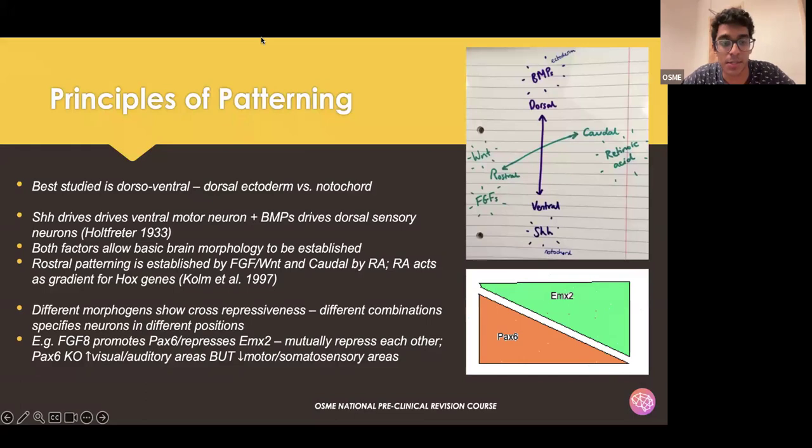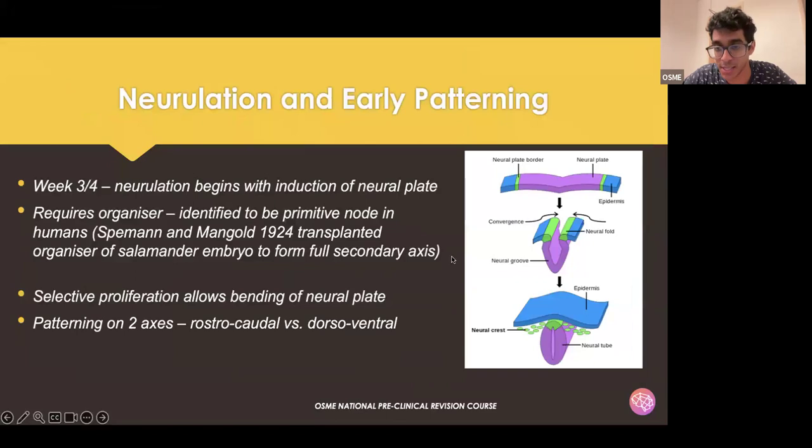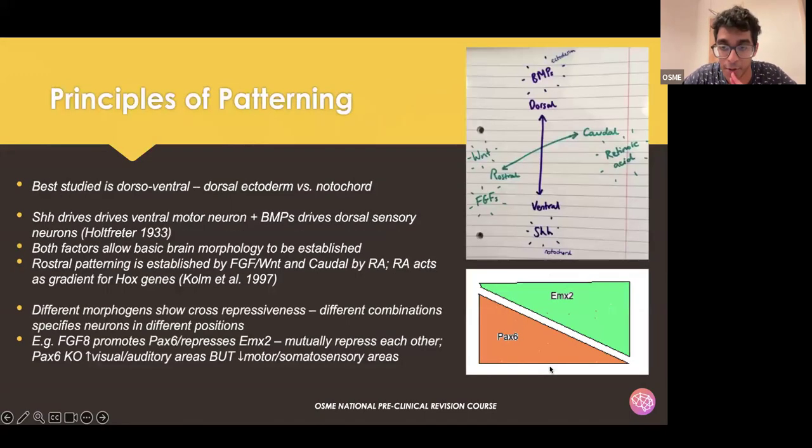So in terms of the dorsal ventral patterning, there are two important signaling molecules. On the ventral side, you have the notochord releasing sonic hedgehog, and on the dorsal side, you have the dorsal ectoderm releasing BMPs. So you have basically BMP being released on one side, at the top, just beneath the epidermis, and on the other side, you have the notochord, which is releasing sonic hedgehog. These different things have been proven by different experiments.